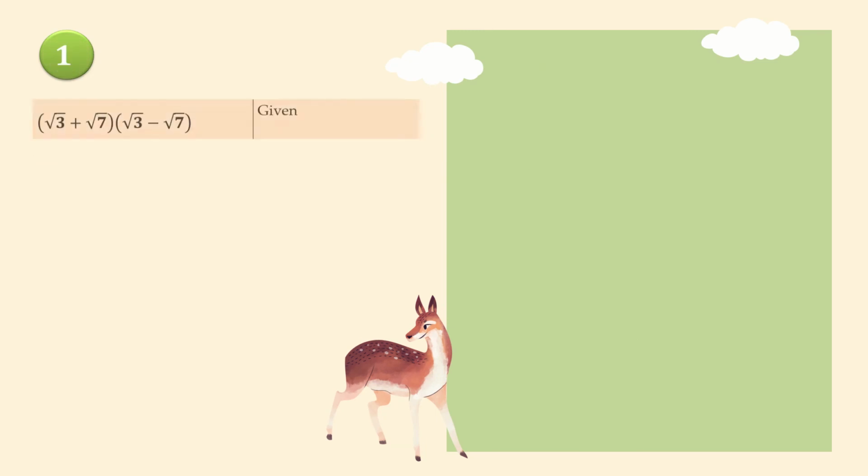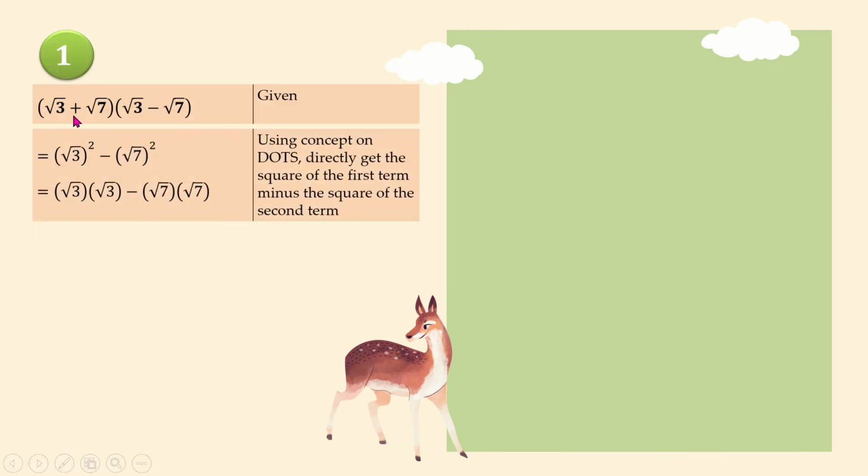So now, in our example, the middle term disappears. What remains is the square of the first term, which is square root of 3, minus the square of the second term, which is square root of 7. Using the concept of DOTS, difference of two squares, we directly get the square of the first term minus the square of the second term. The square of square root of 3 minus the square of square root of 7.